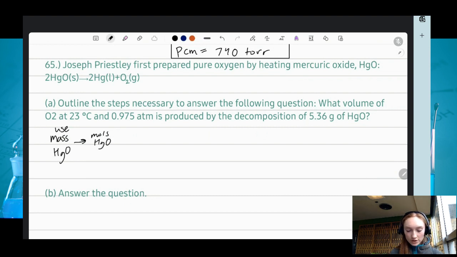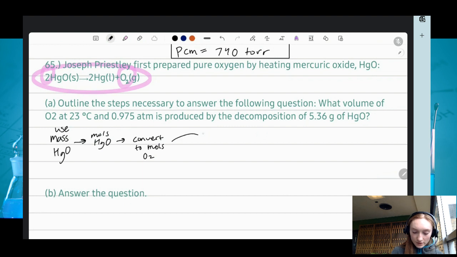And once we have moles of HgO, now we can convert it to how much O2 in terms of moles is produced from the reaction. So this reaction equation they gave us here, for every 2 moles of HgO, there's 1 mole of O2 gas formed. So we will need to use that conversion there. So we'll convert it to moles O2. And then we will insert that, since we'll get the moles of O2, into the equation.